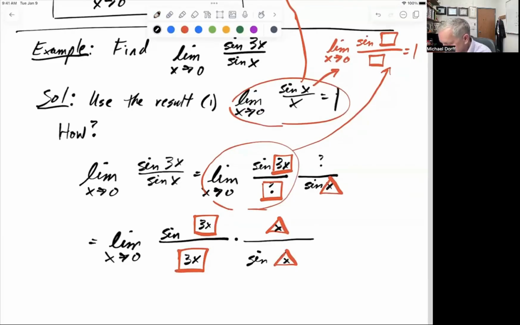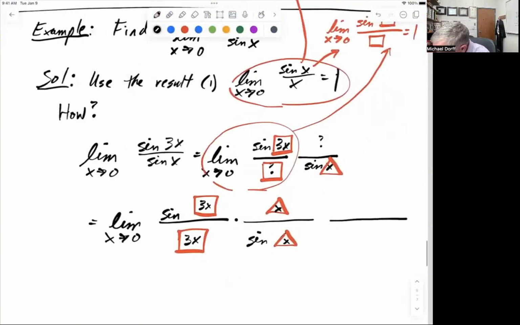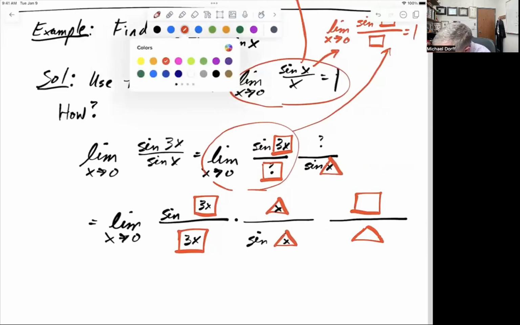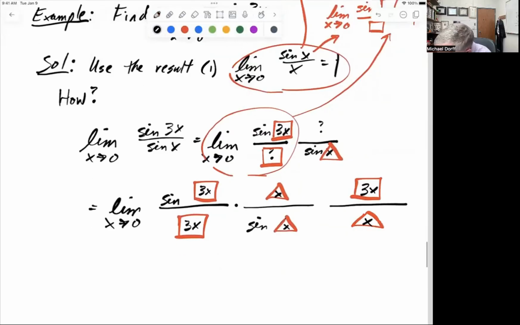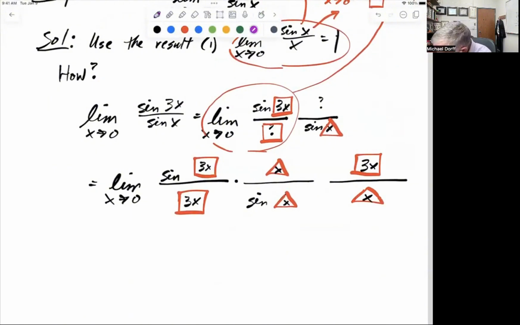All right, now that doesn't balance out because I have a triangle over, so to balance that out, I need to put the triangle on the bottom and the square on the top. So now those balance out, and I have a 3x in the box, and I have an x here. So if I look through this, basically what I've added, this and this cancel out, and this cancels out, and I have my original sine of 3x over sine of x.